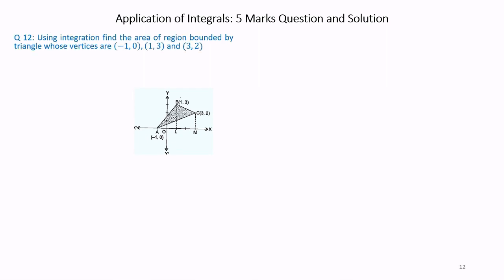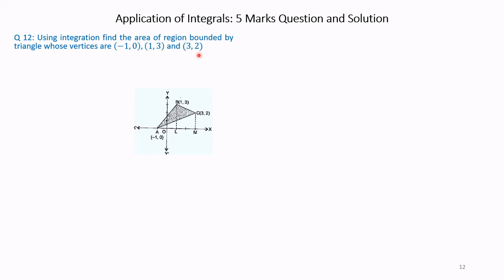Next question. Using integration, find the area of the region bounded by the triangle whose vertices are -1, 0, 1, 3 and 3, 2. So a triangle is given and we are required to find the area of the triangle.